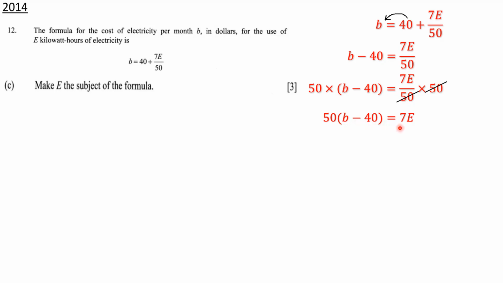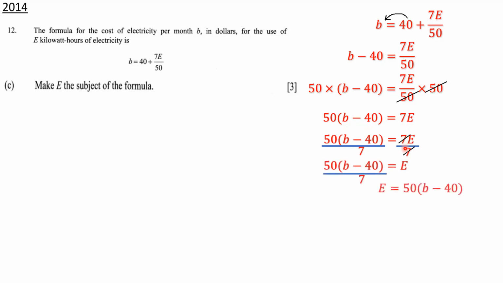Because we want E by itself, we divide both sides by 7. The 7s on this side cancel with each other, leaving us just with E on this side. So E is going to be equal to 50 times B minus 40 all over 7. And we switch it around, so E is equal to 50 times B minus 40 all over 7. And so that's the value of E when E is the subject. That's E written as the subject of the formula.